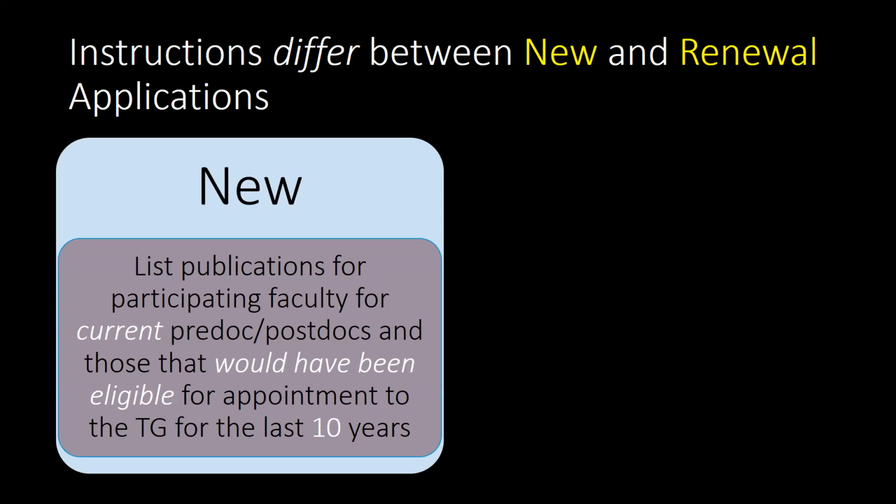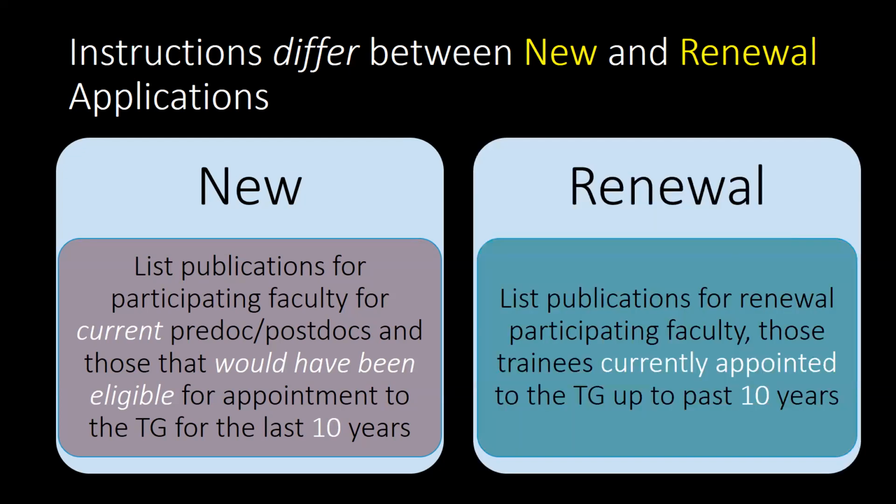But for a new application, if you have no prior funding, you're going to list any current pre- or postdocs, depending on what type of application you have, of those trainees that would have been eligible to be appointed on the training grant if it were available for the last 10 years. That's for a new application.